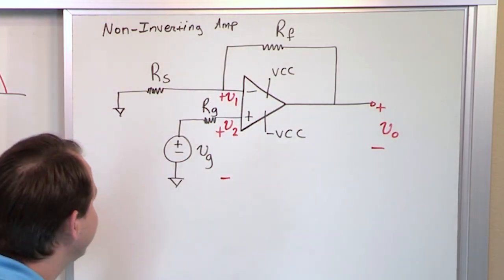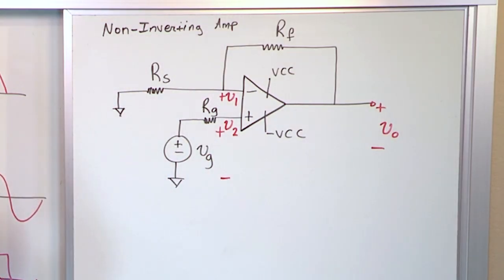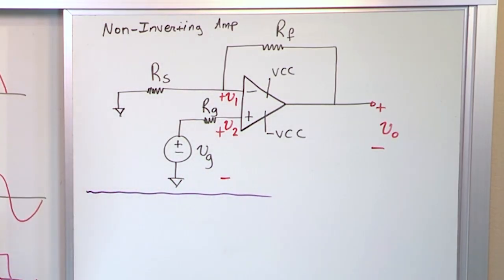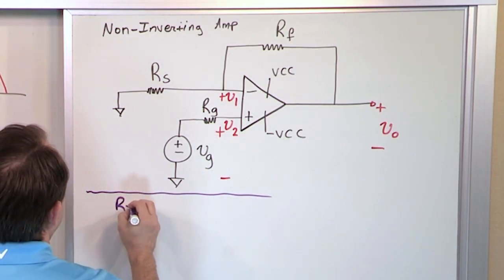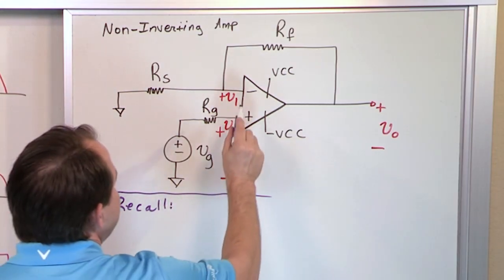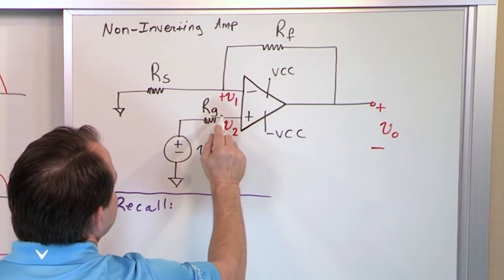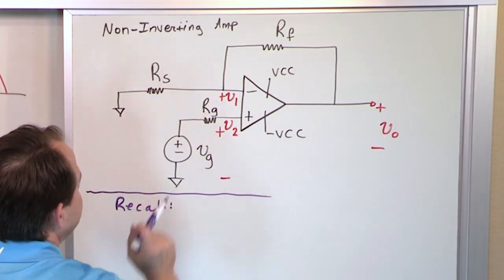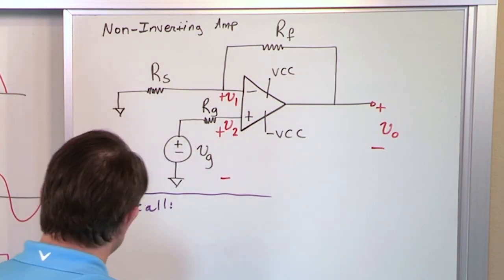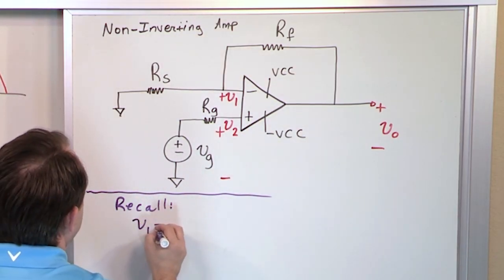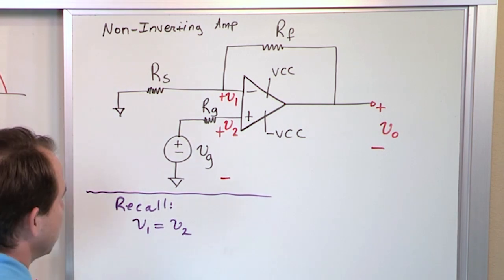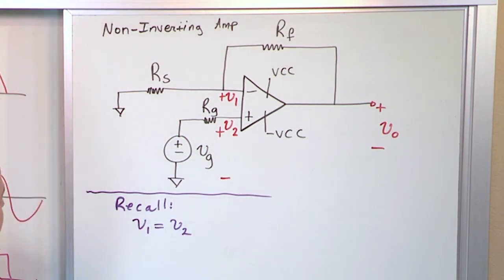So we need to just jump into it. It's not hard, it's not a complicated derivation, but we're going to do it step by step so that you understand. So I want you to recall a few things. I want you to recall that this voltage at this terminal and this voltage at this terminal, I've labeled them V1 and V2, but because of the ideal op amp and the virtual short condition that exists there, V1 is always equal to V2. Now for a real op amp, they're really close within a few millivolts, but for an ideal op amp, we're saying that they're actually equal.